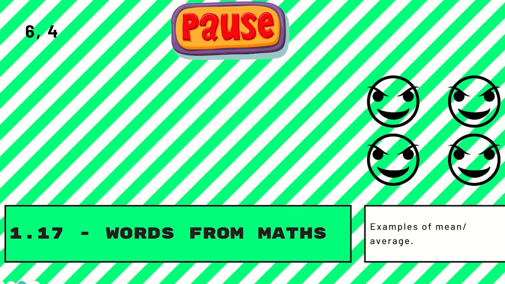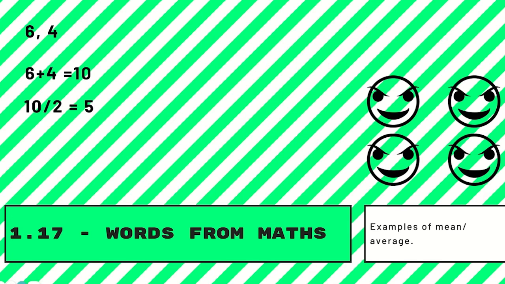Wonderful, and hopefully you will have got that 6 and 4 added together are 10, and the 10 divided by 2, because there are 2 numbers, the 6 and the 4, that's 2 values. So 10 divided by 2 is 5, so the average there is 5. Again, another example of one where 5 wasn't even one of the numbers, but it's the average.